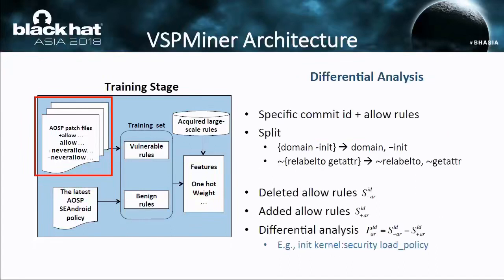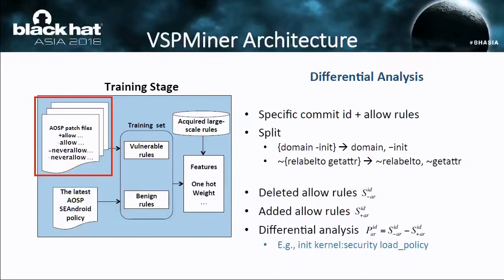For the diff content, we further perform differential analysis. We first focus on a specific commit ID, and also on the allow rules. Because many operations, such as permissions and also subjects, may be combined together, we first split them separately in this way. Finally, each rule only contains one subject and one permission. This is more convenient for us to perform the differential analysis.